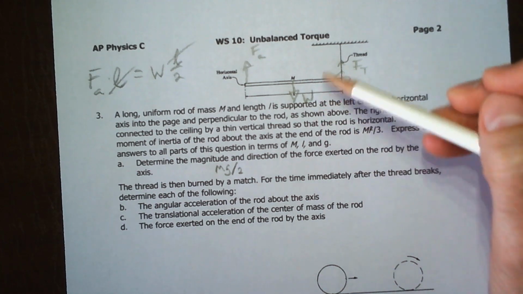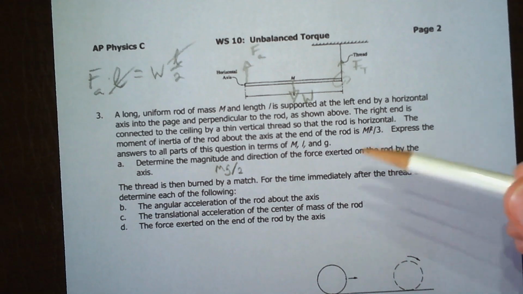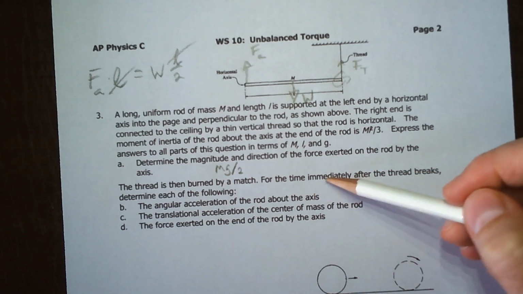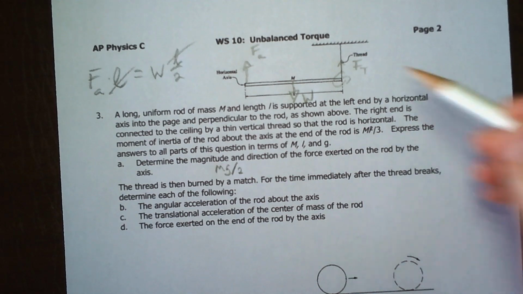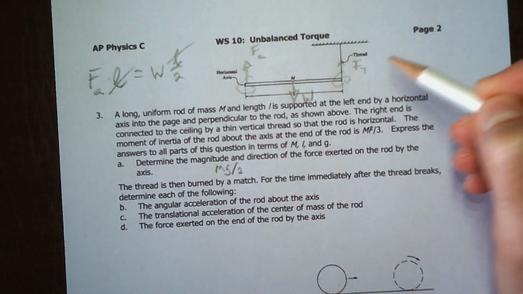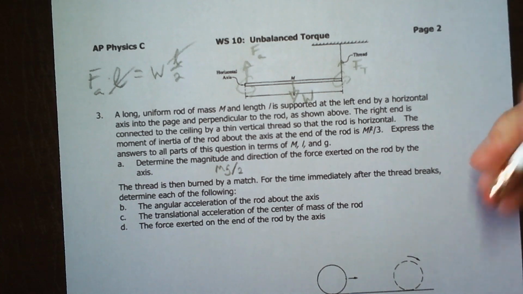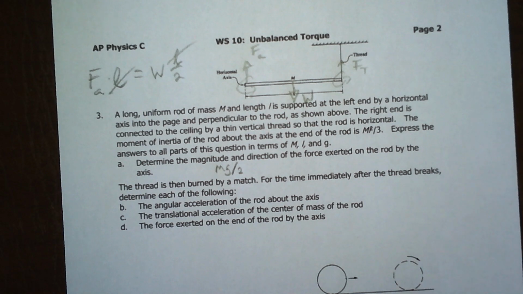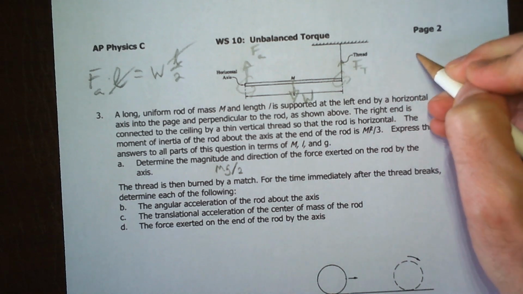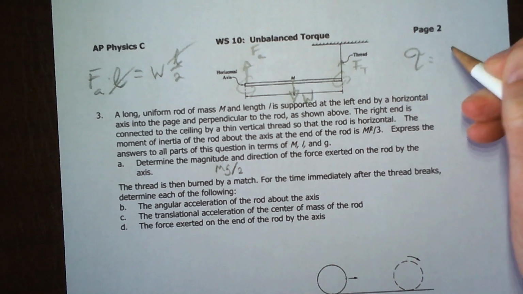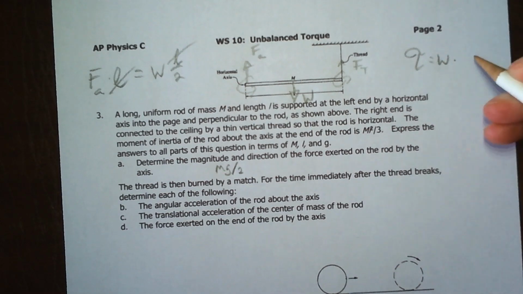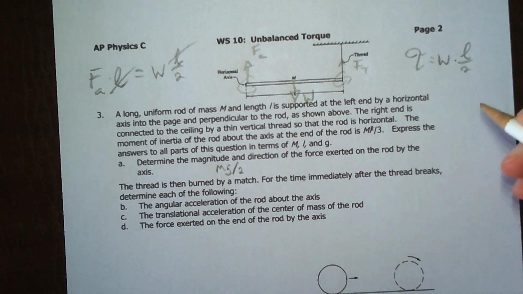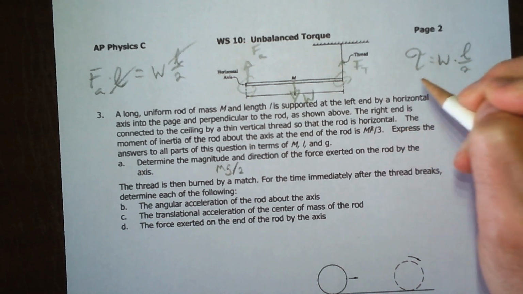All right, so this thread breaks, and we're supposed to figure out the angular acceleration immediately after it breaks. So in this position, now I'm going to put the pivot down here. In this position down here, the only force causing torque is the weight. And so the torque would be equal to the weight times the distance away, L over 2, times the sine of 90. That's also equal to I alpha.